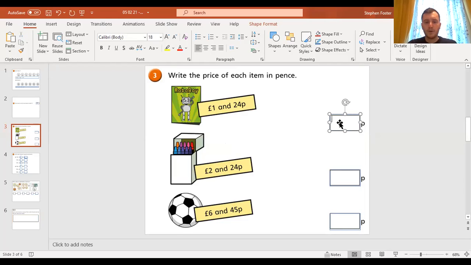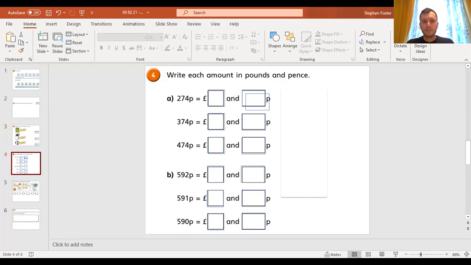So the first one would be 124p, because £1 is the same as 100p, plus the extra 24p, and you get to 124p. Next one would be £2 and 24p, so that's 200p plus 24, which would be 224p. I don't need to put the p in because they've already given it to us, so I'm going to delete that one from the top. Next one, £6 and 45p. £6 is the same as 600p, plus 45 would be 645p. Well done if you got all of those.